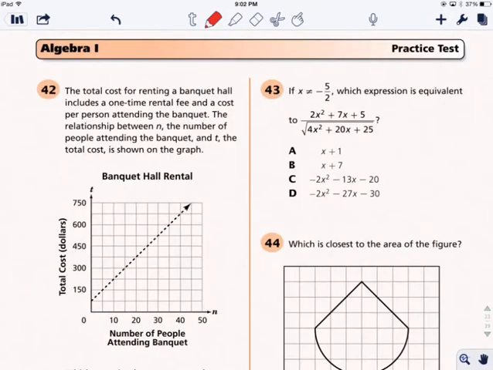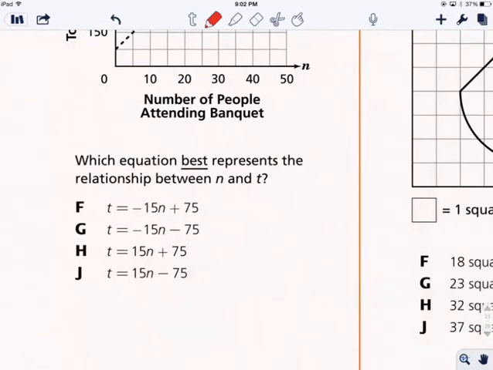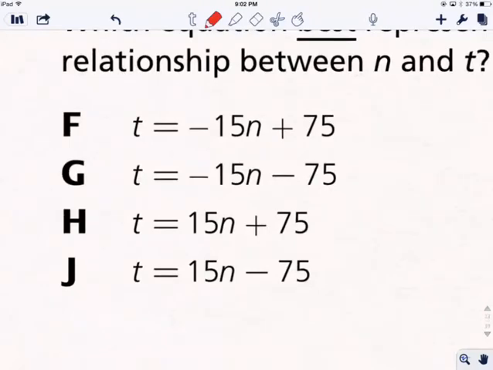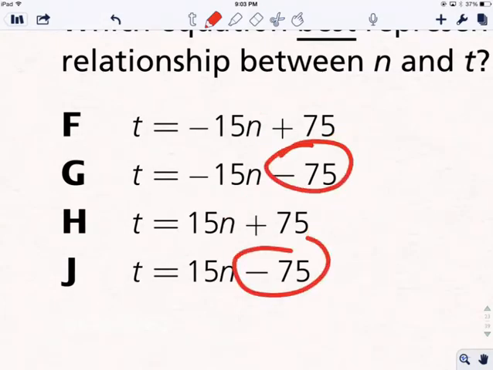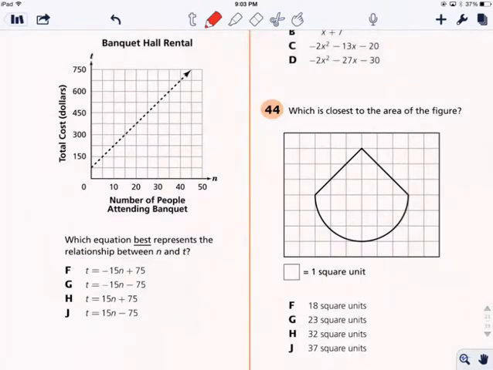In number 42, you are given a graph of a line, and you are asked to determine what is the equation of that line. Now, first of all, look at the answer choices. We are basically deciding on signs here. So is the slope negative or positive? Is the y-intercept positive or negative? Okay.